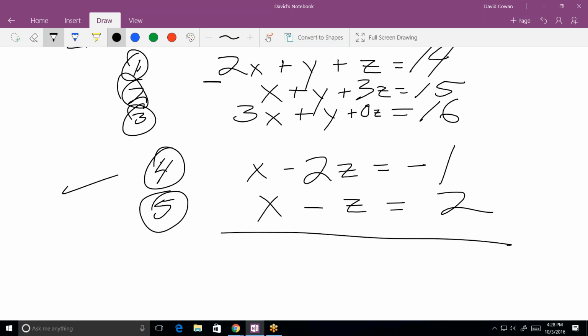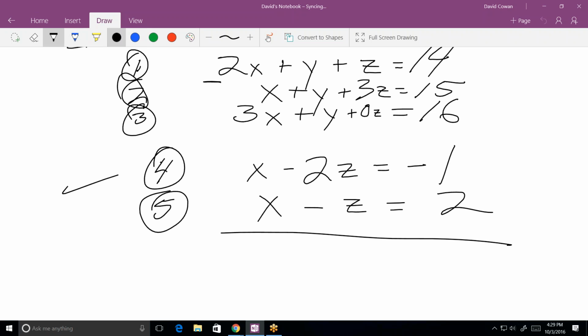So say number 4 was the negative x. Would I add in that case? Yes. You always want to do what's easiest. If this was a negative x, well, now I can add both equations instead of subtracting them, and that'd be the easiest thing to do. But since it isn't, the easiest thing is subtraction.